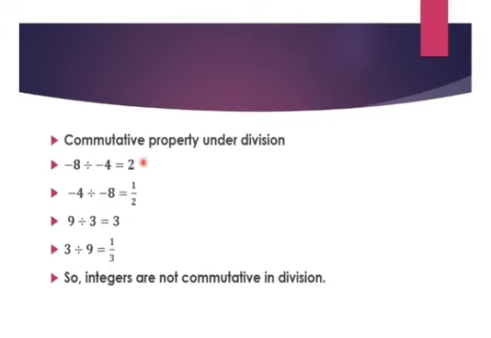Okay, the next property is the commutative property. Commutative property under division. Consider two integers, minus 8 and minus 4. Then how can we divide minus 8 by minus 4?